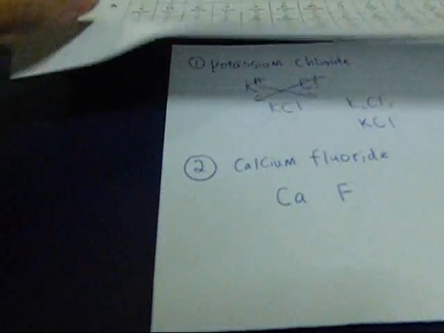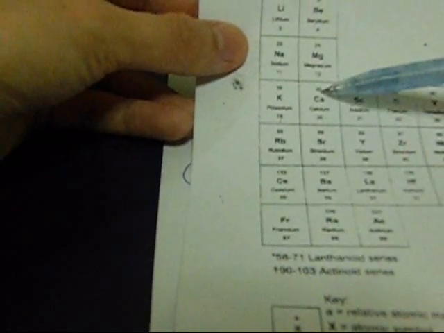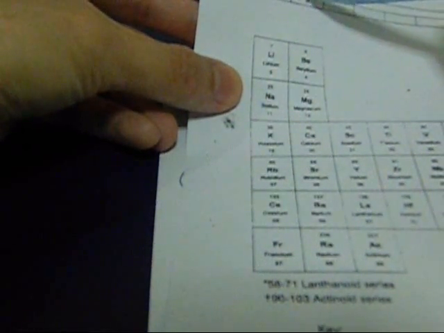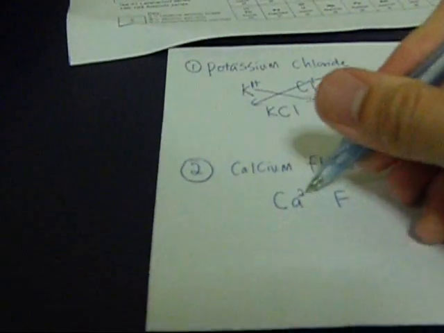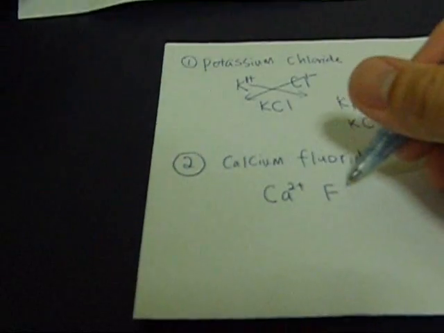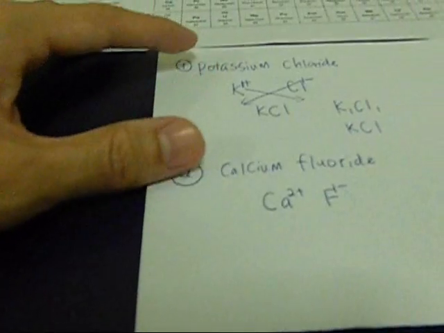Okay, what is the charge for Ca? Again, look it up in the periodic table. Ca is right here, and it is group 2. Group 2, the calcium ion would have a charge of 2 plus. So this is 2 plus here. Fluorine, what is the charge of fluorine ion? Fluorine is in group 7, and the charge is 1 minus. So you just put a minus, 1 minus here.